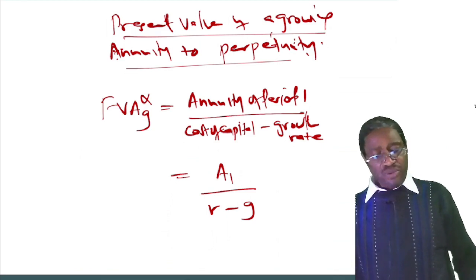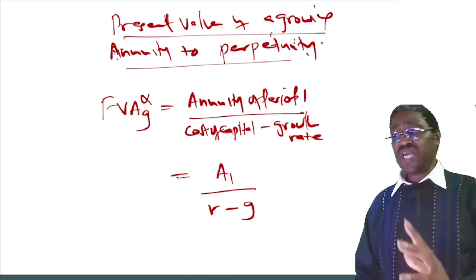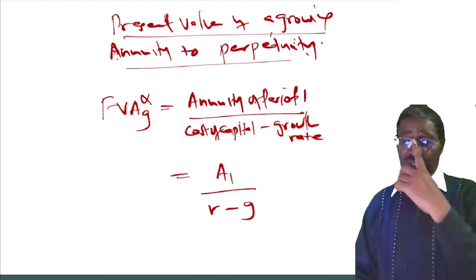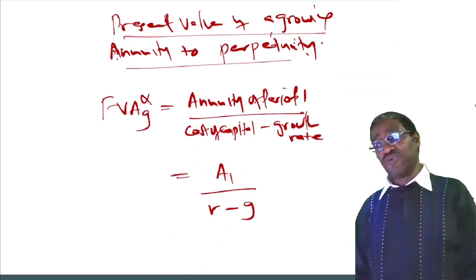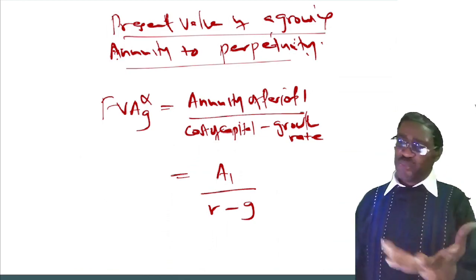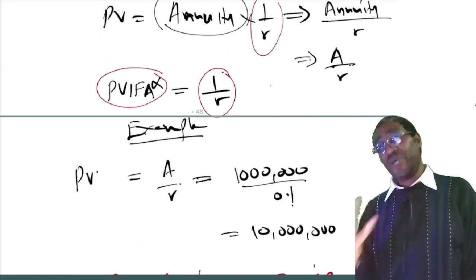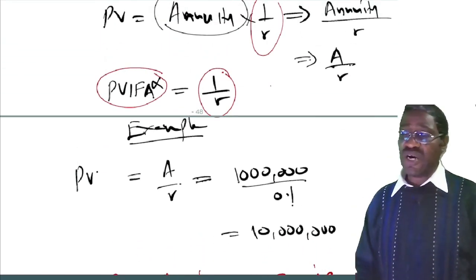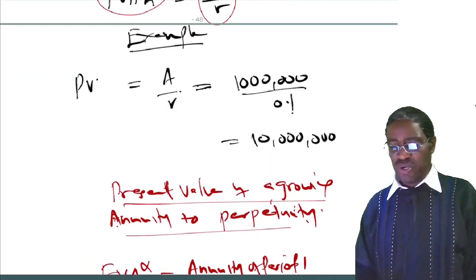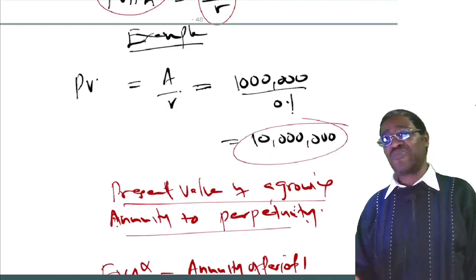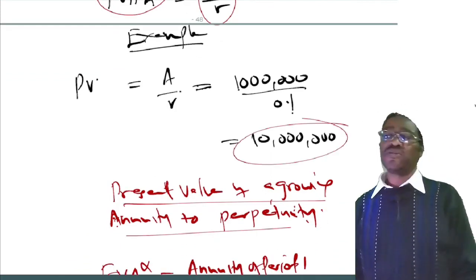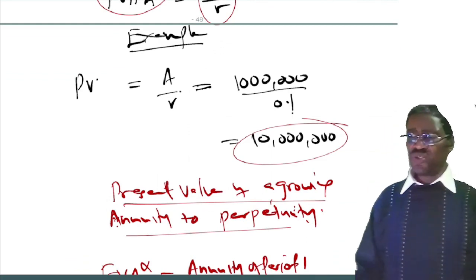Good. So maybe we can stop there. Next time, we shall also do a few calculations, especially for ones relating to annuity to perpetuity. There are some questions that have come. I've given you one here, a simple example, where we have got the present value to be 10 million. Good. Allow me to stop there for today.